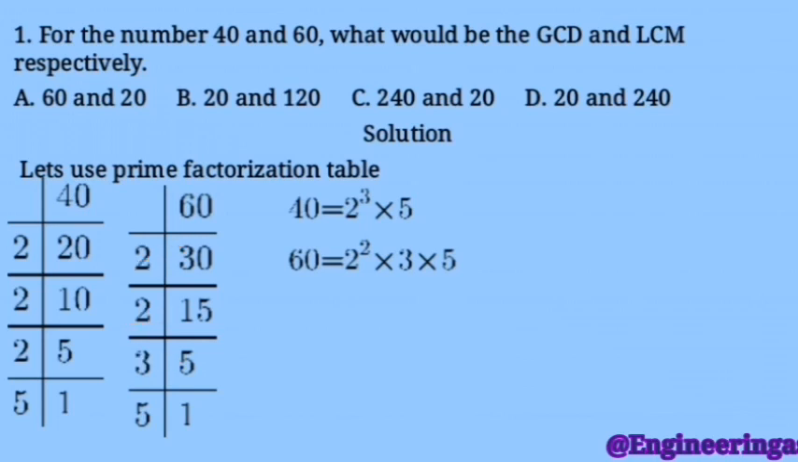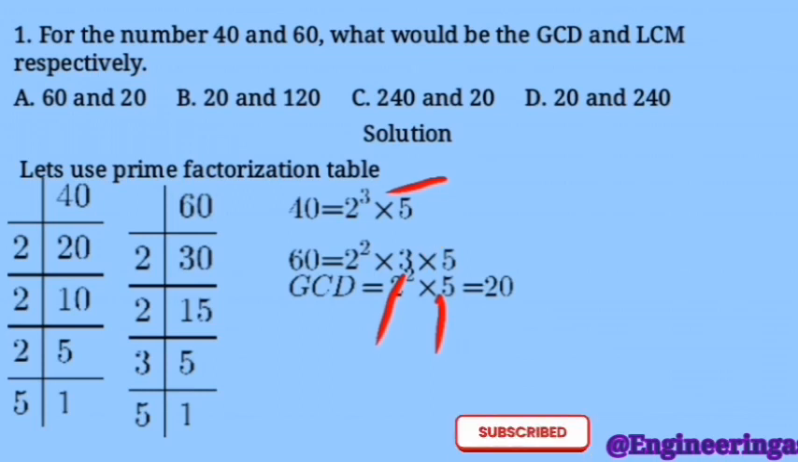Okay, then the greatest common divisor will be, we will select the common factors with the lowest power: 2 raised to 2, and times 5, because the only common other factor is number 5. So 2 raised to 2 times 5, it will be 20.